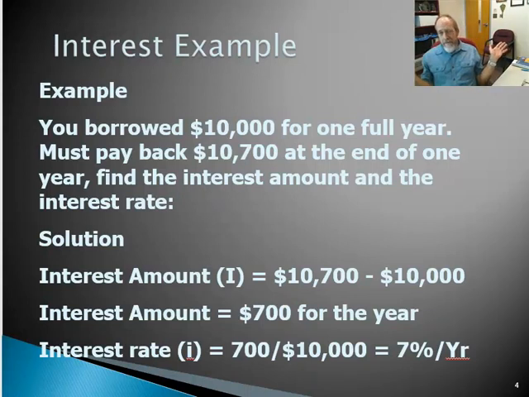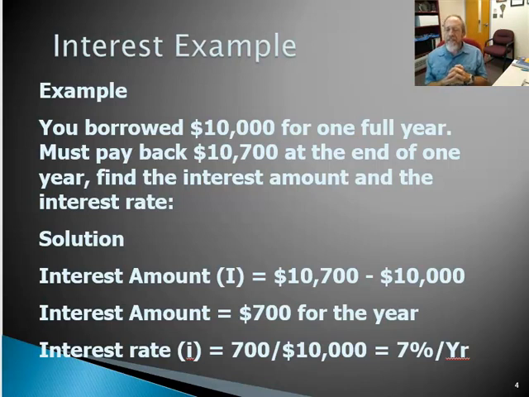Simple example. Easy. You borrow $10,000 at 7% interest. Guess what? You're going to have to pay for that money. If it's 7% interest and it's 1 year, it's going to be $700. Pretty straightforward. N of 1.